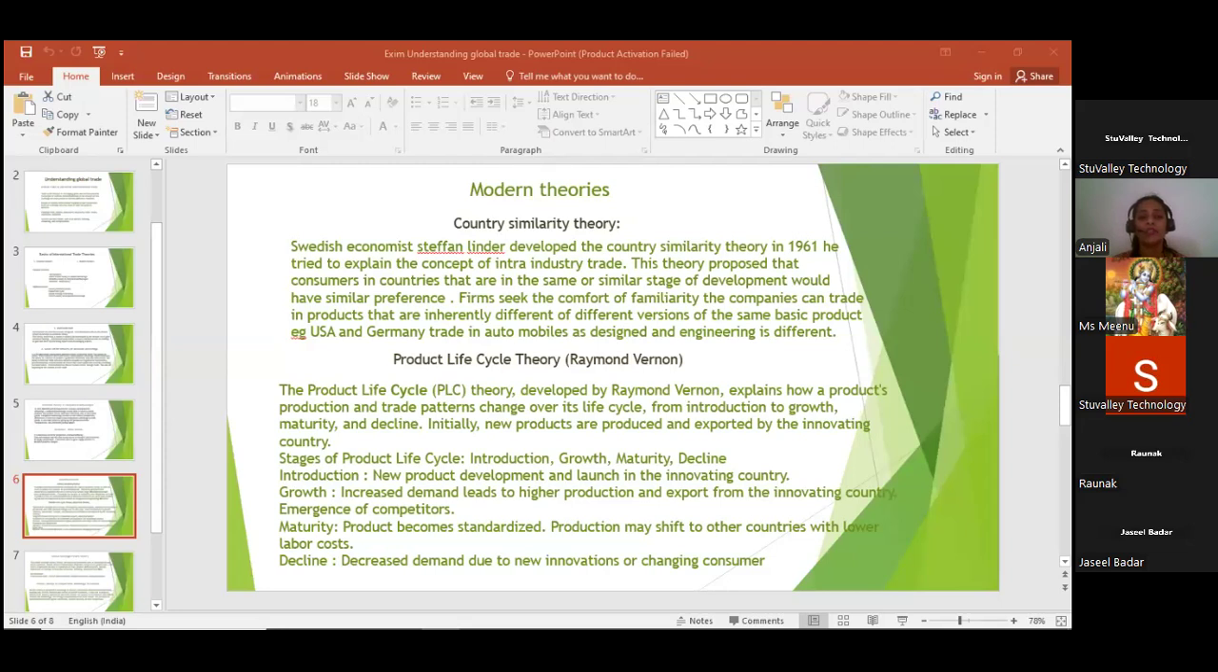Another example I would like to tell you all is Australia and New Zealand. These are neighboring countries. They have similar agriculture industries and customer markets. They trade dairy products, meat, and wines. Australia can export wine to New Zealand. Meanwhile, New Zealand can export dairy items to Australia. This type of theory came into existence in 1961, and it is known as the country similarity theory. So till here it is understandable, guys?